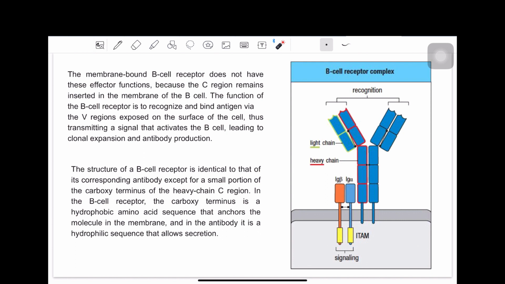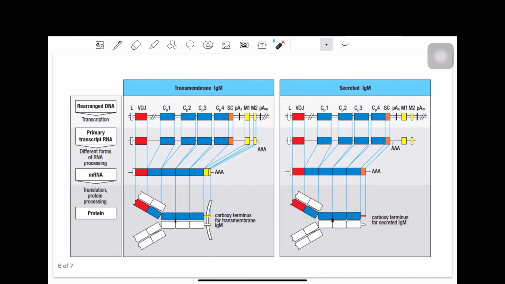One hydrophobic, another is hydrophilic, and they are coded by the same genes. So as I mentioned in the very beginning, these two molecules, the BCR and the immunoglobulin which is secreted, both of them are coded by the same gene. So how do they gain different amino acid sequences at their C terminus? That is explained by differential splicing, which we also call alternative splicing.